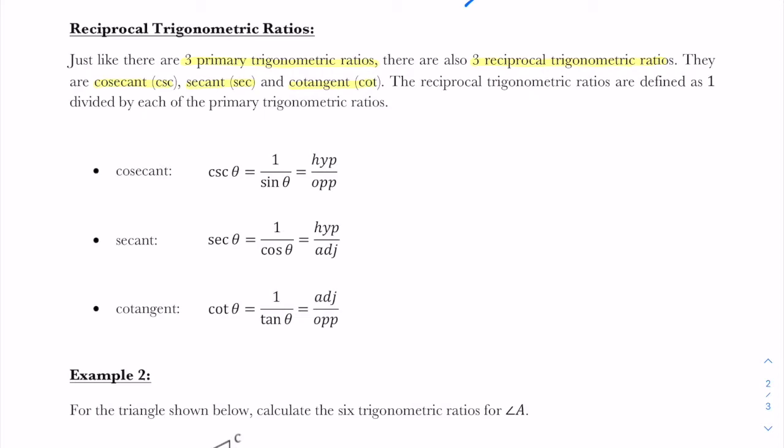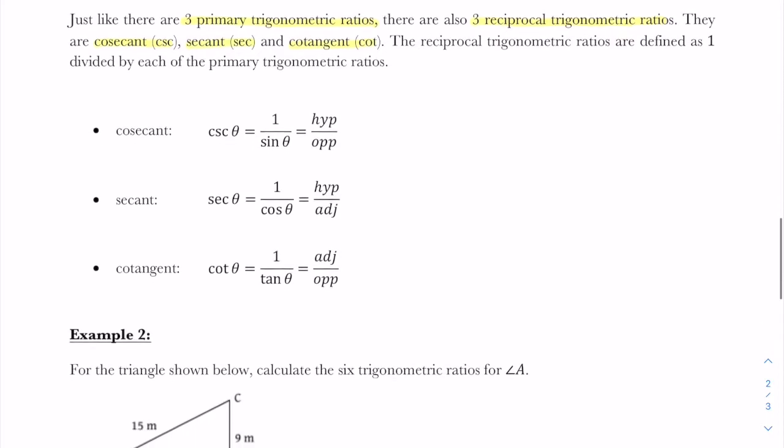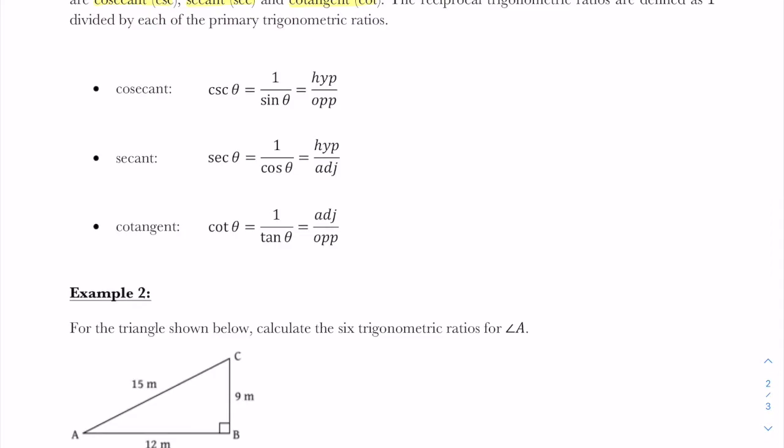As the name would suggest, the reciprocal trigonometric ratio is just simply 1 divided by each of the ratios, and this is shown below. Cosecant is defined to be the reciprocal of the sine function. And I'll just show a little work on the side over here. If cosecant is equivalent to 1 over sine, recall that sine theta is equivalent to opposite over hypotenuse. That comes from SOHCAHTOA. So I'm going to write this as 1 divided by the ratio of opposite over hypotenuse.